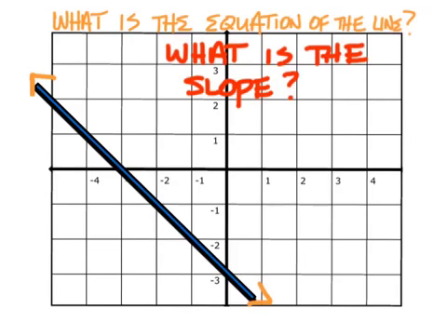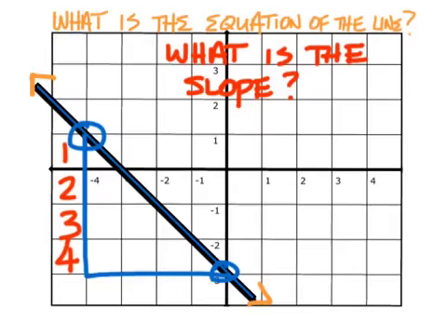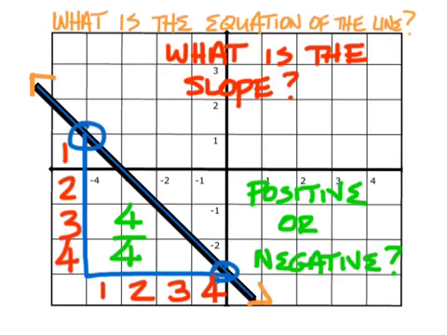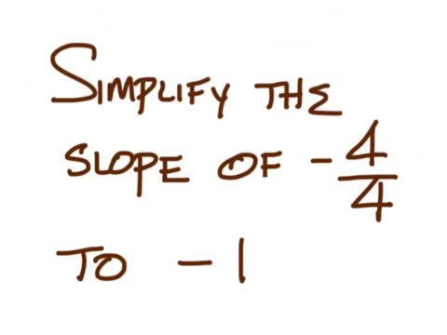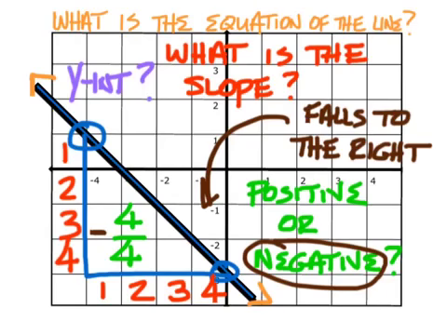Example number 4. What is the equation of the line? First of all, you have to find the slope. Find 2 points that are directly on the line. Make a triangle. And now, what is the slope of this line? You have 4 on the left side and then 4 on the bottom. That's 4 over 4. Is it positive or negative? It falls to the right, so it's going to be negative 4 over 4. Simplify the slope of negative 4 over 4 to negative 1.